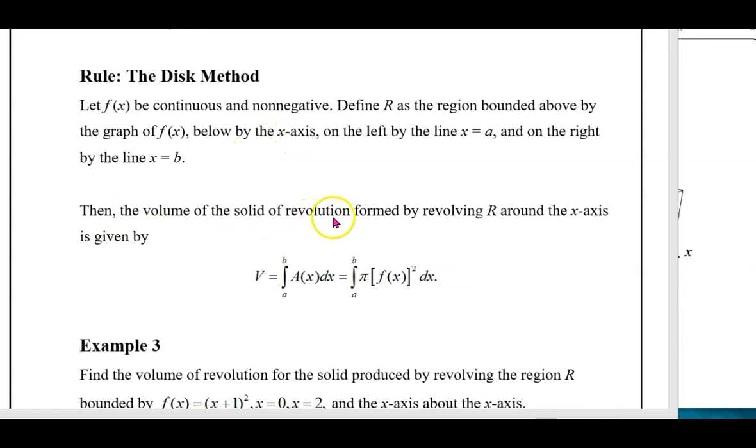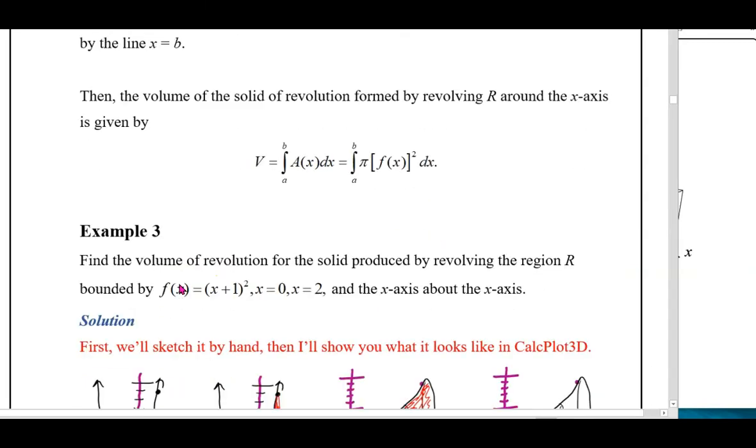The volume of the solid of revolution formed by revolving this region R around the x-axis is given by the definite integral from a to b of the area of the circular cylinders, pi r squared, times the height, the differential, the distance between the two circular bases. Our formula, because the radius is given by the function, is pi f of x quantity squared dx. In other words, this is really pi r squared dx.